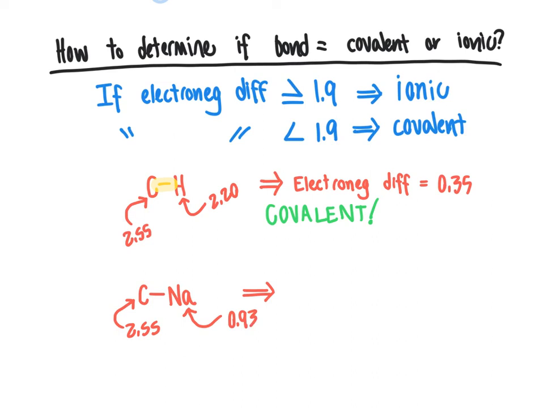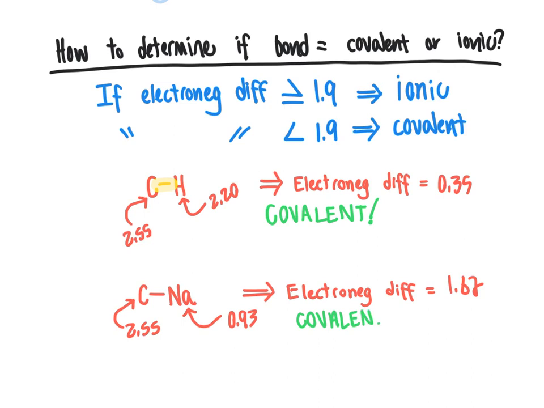So we go ahead and do the math to subtract those two values. 2.55 minus 0.93, give you a second to do that. And that means the electronegativity difference between those two atoms is going to be 1.62. So if the electronegativity difference is 1.62, that's going to also classify this bond as a covalent bond.